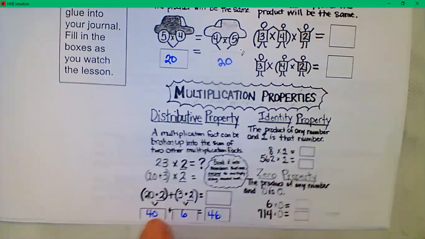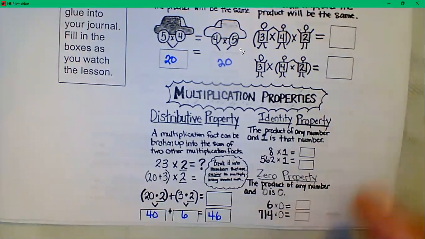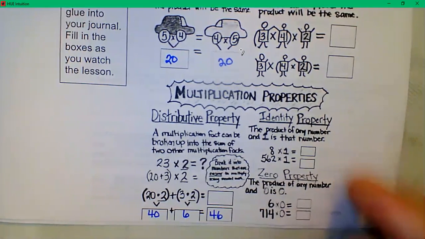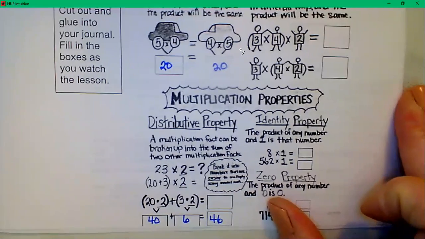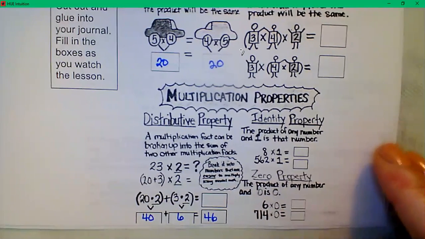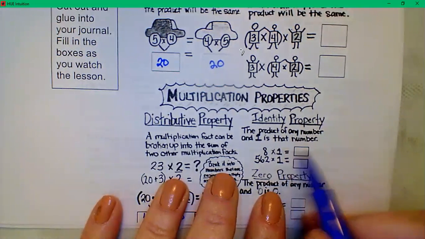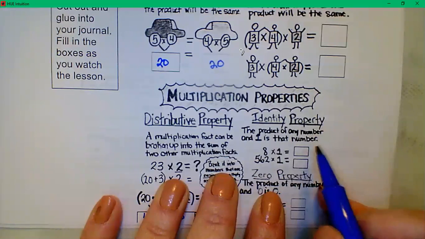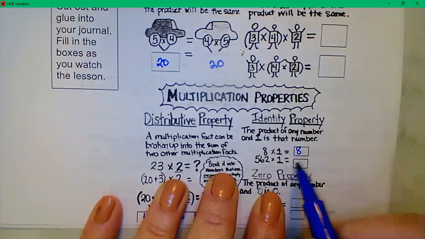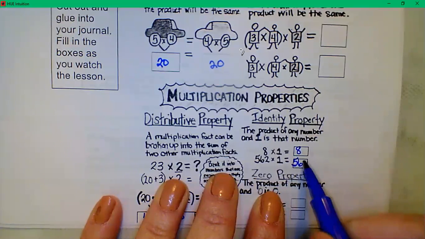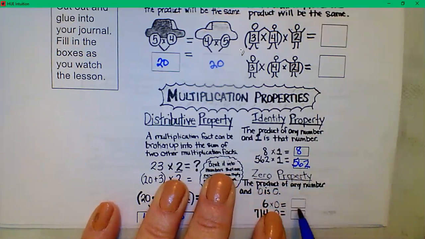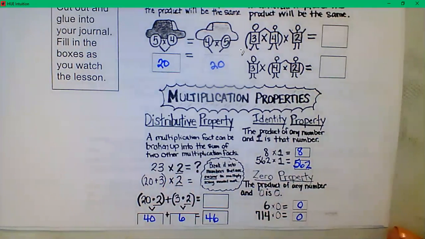Okay? These other two properties are not necessarily properties of this particular unit, but these are properties you did learn about in 3rd and 4th grade. So we put them all together as multiplication properties. And that is basically the product of any number and 1 is that number. And the product of any number and 0 is always going to be 0.